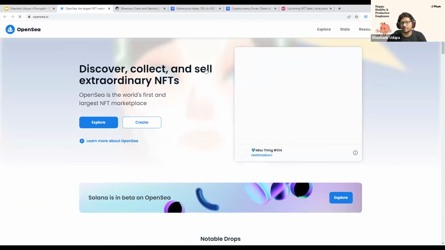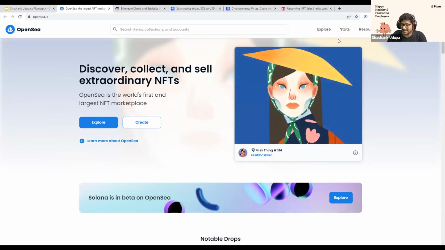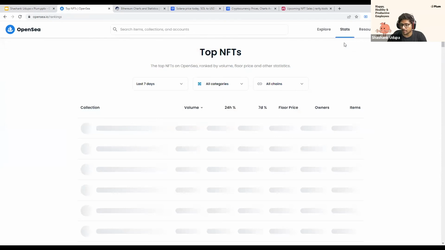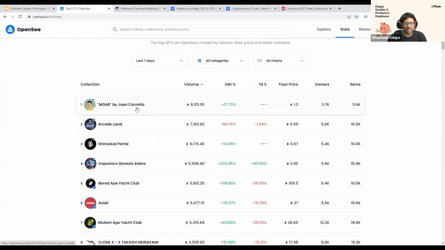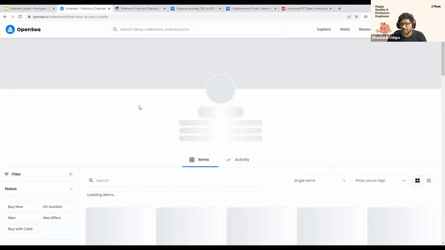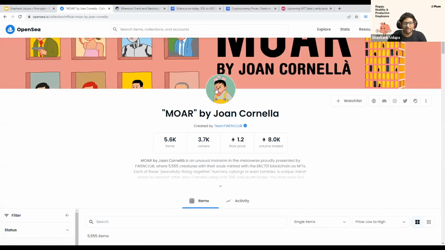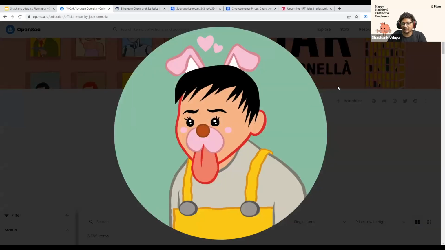OpenSea is basically a place where you can buy and sell NFTs. So I usually come here and check the rankings. Ranking, matlab, top to bottom, who's doing really well. So currently, Moan by John Cornella. By the way, you guys know John Cornella, right? This guy is actually a very famous guy on Instagram who does all these weird images. Right? I don't know if you've seen this on Instagram.